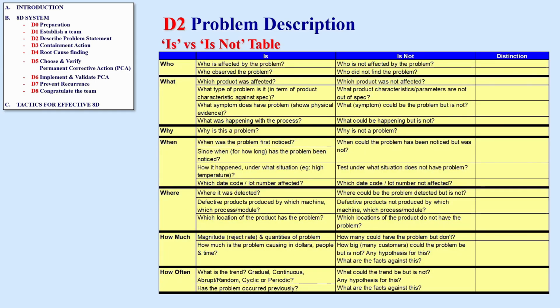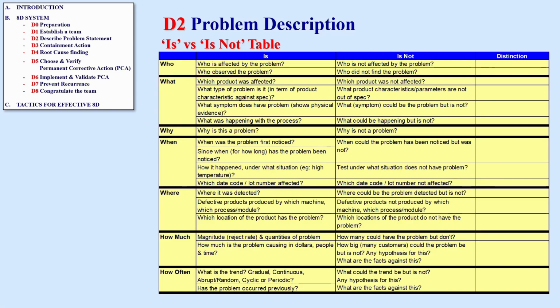One of the powerful tools to help us have a better understanding of the issue is the is versus is not table. This relates to the 5 W's and 2 H's questions we discussed earlier. We ask the 5 W's and 2 H's questions in both a positive and a negative way. For example, who is affected by the problem? Who is not affected by the problem? Or, who observed the problem? Who did not find the problem?